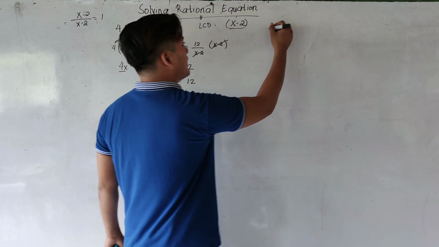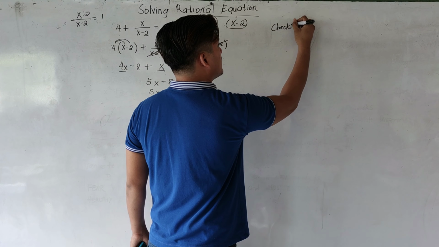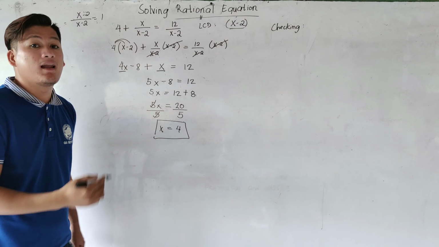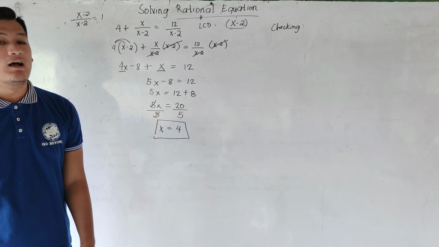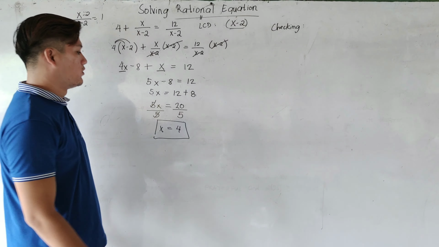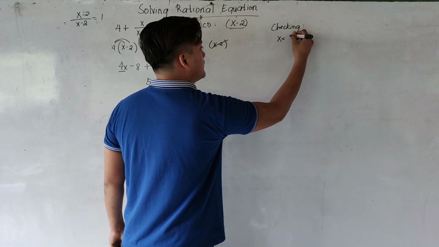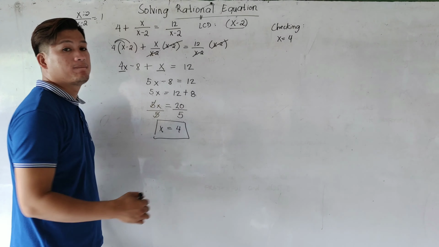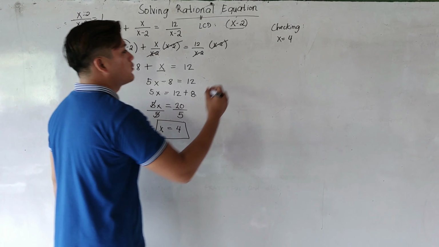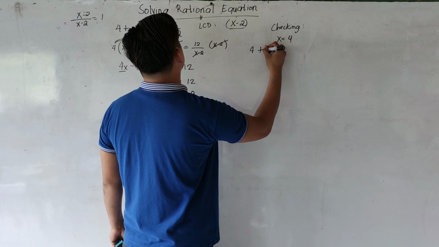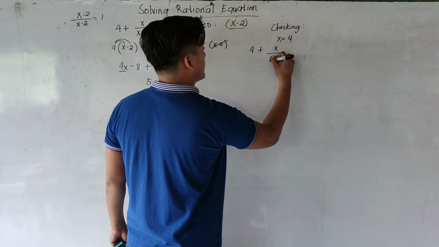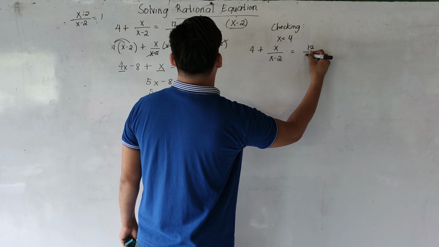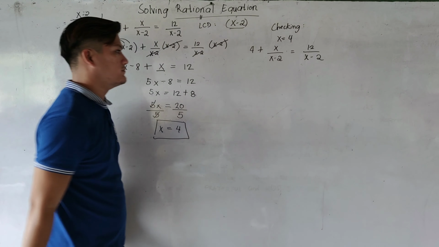Then apply checking. Do not forget to apply checking for you to verify that your answer is really the correct answer of the rational equation. So we have our x is equal to 4 as our result. Substitute the value of x in the equation. So 4 plus x over x minus 2 is equal to 12 over x minus 2.